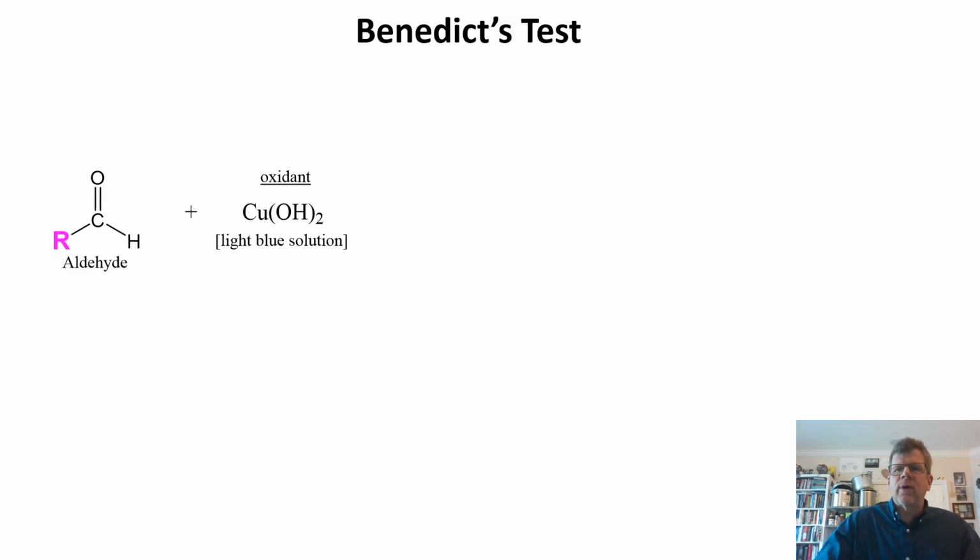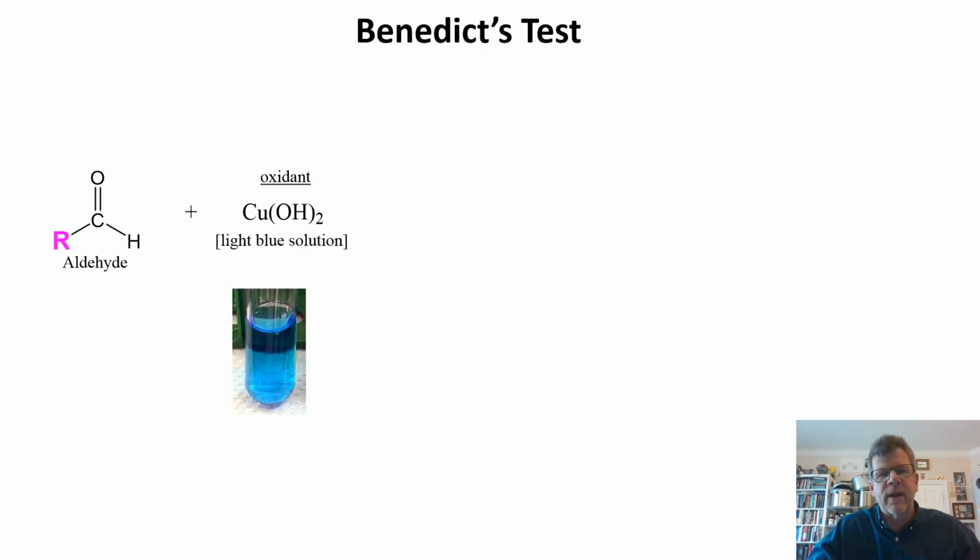The next test we're going to look at, which offers a visual cue of that oxidant converting to a reduced oxidant, is known as the Benedict test. And for that, we use what is known as Benedict's reagent as the oxidant. And that is this copper hydroxide reagent. It is dissolved into water. It forms a light blue solution, normally looking something like this.